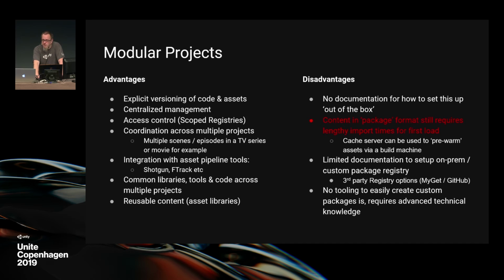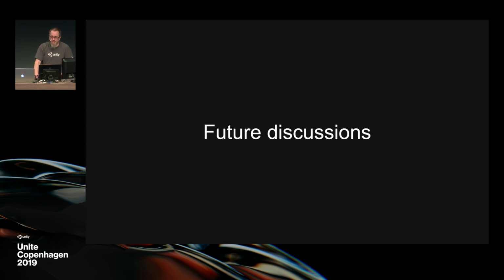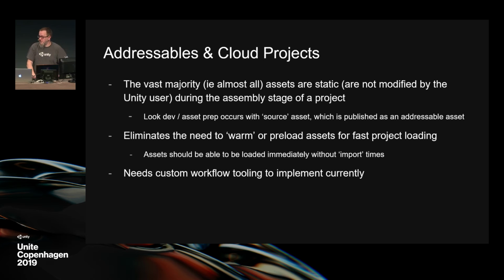And as I mentioned, there's no real tooling around this yet. If you want to create a package from an asset, it's not that difficult, but there's just no tooling around it today. So, future discussions. Things like addressables are really interesting when you get to this world. Almost all assets in a project are static, so why aren't they coming from something like an addressable system, where you publish assets to this pre-packed, ready-to-go format, and then you're just ingesting them?